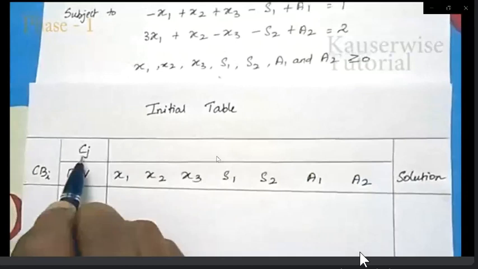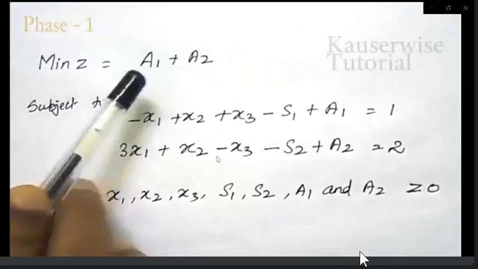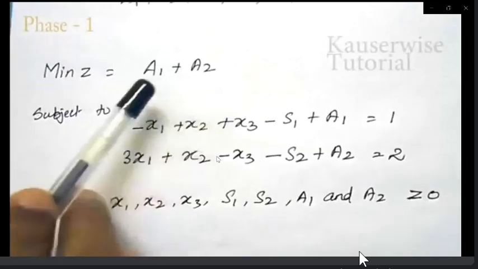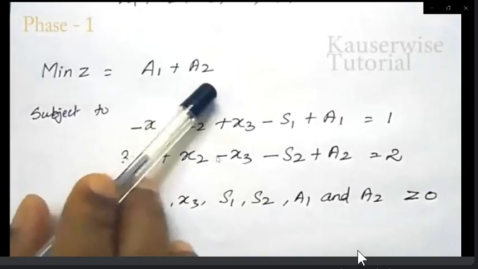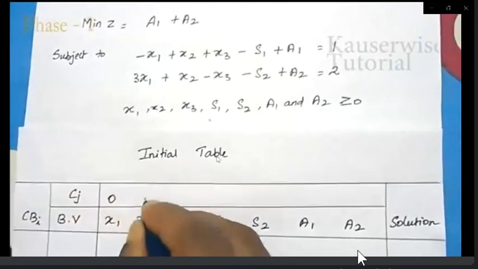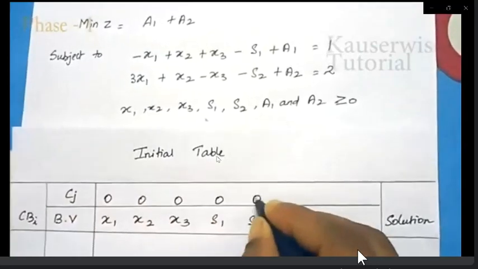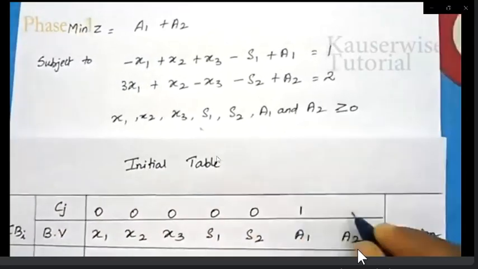For Cj, we have to take 0 for all the values except the artificial variables. Look at the revised objective function. Here we have only the artificial variables a1 and a2, so assign 1 for a1 and a2, and for the other variables put 0. So x1 is 0, x2 also 0, x3 0, s1 0, s2 also 0. For a1 and a2, 1 and 1.